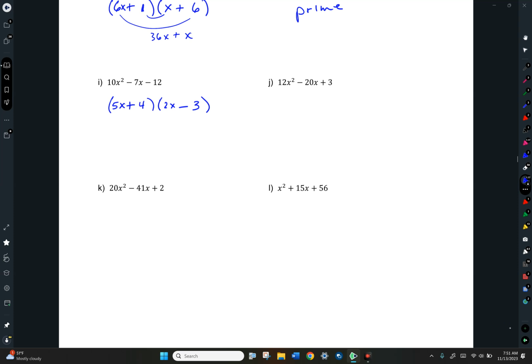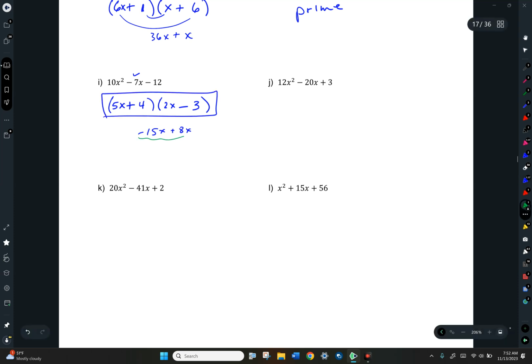So when I check it, I'm going to have negative 15x and positive 8. Does that give me the negative 7 in the middle? Sure does. Okay? So you understand when we say to factor, this is the answer. This part down here was just me checking to make sure that my answer works. Okay?